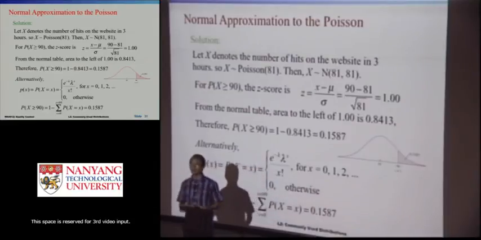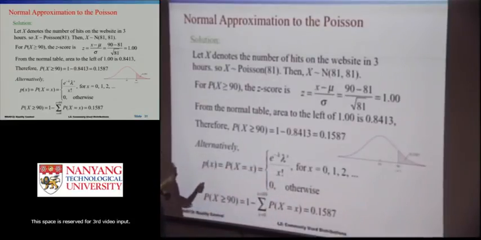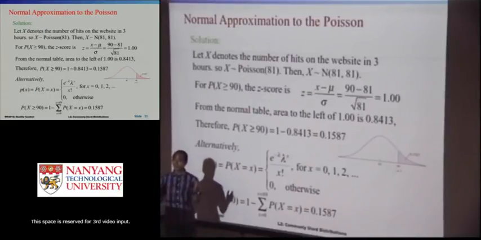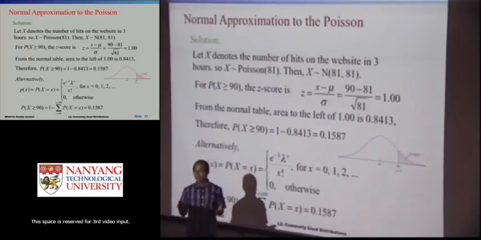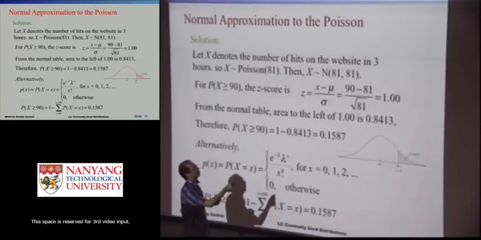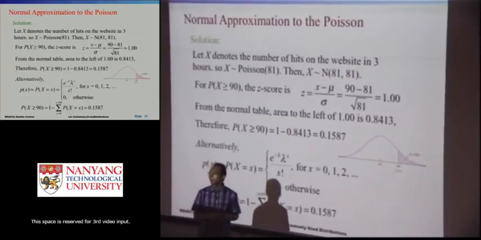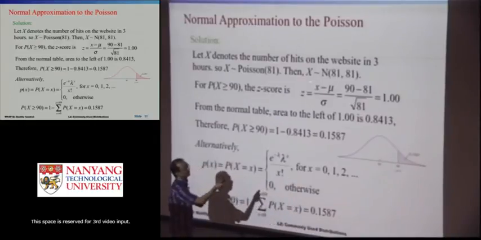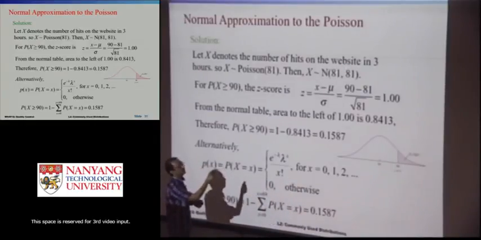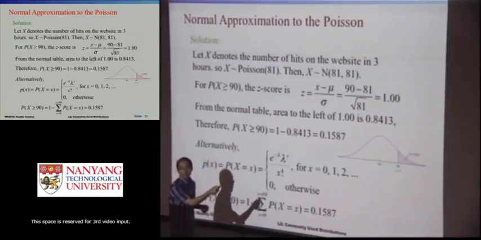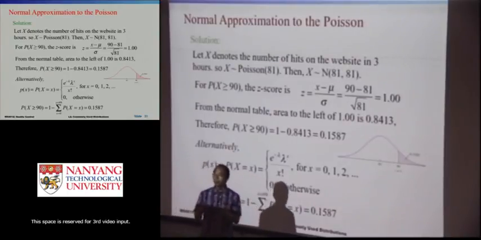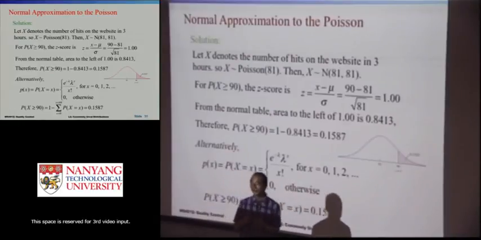Then we check the criteria. And this one satisfies the criteria, and we can approximate this by the normal distribution. When we approximate this by the normal distribution, do remember that we need to get the same average and the same variance. So in the normal distribution, the average is 81, variance is 81, right? So basically, we convert the question from a discrete random variable to a continuous random variable by keeping the same average and the same variance.